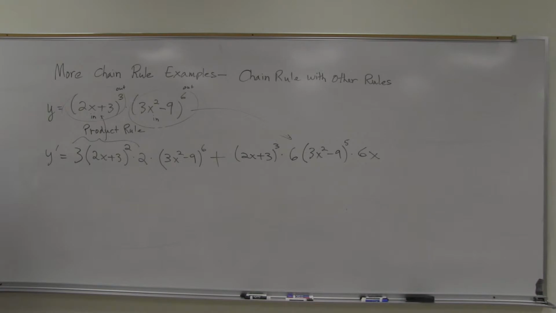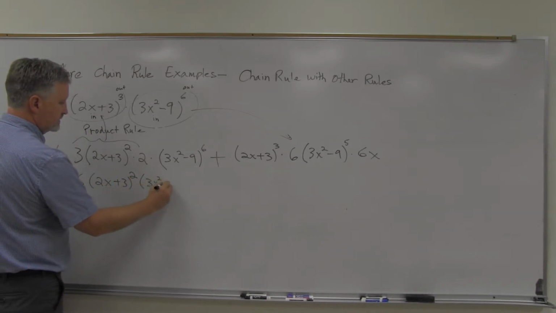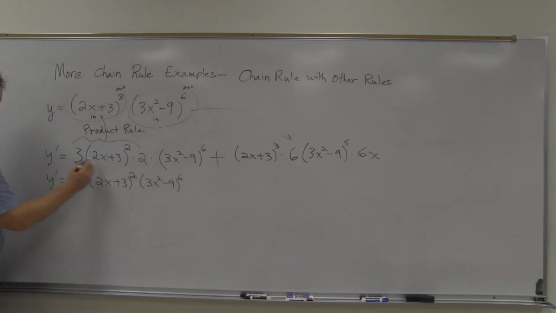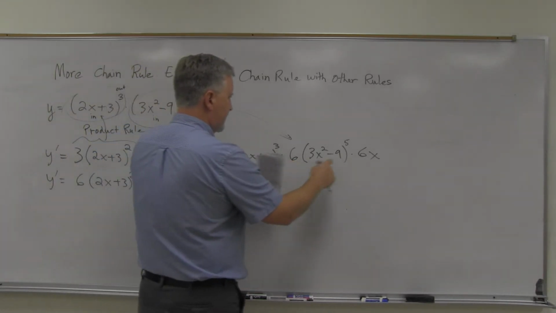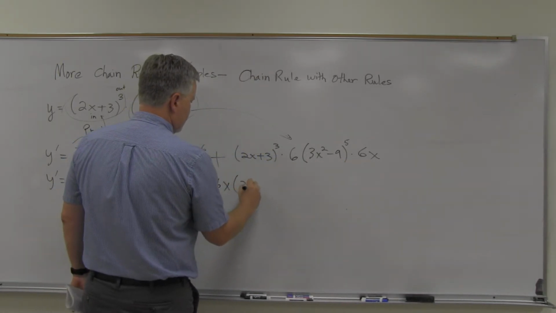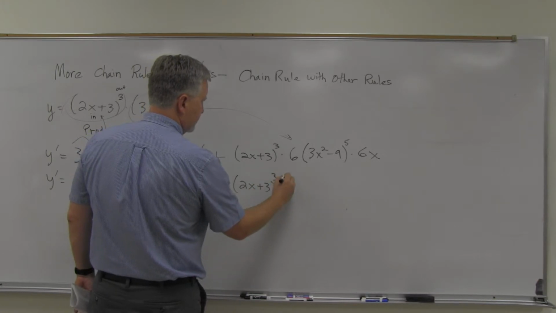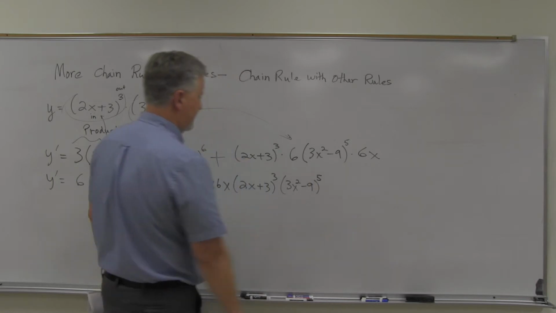All right, so let's clean this one up. That'll be 6 times 2x plus 3 squared times 3x squared minus 9 to the 6th. See what I did there? Like I said, if they have these lone numbers like that, they usually multiply them together. So that's the first one. Then the second one over here, well, we got 6 times 6x, so that's 36x. And then 2x plus 3 cubed times 3x squared minus 9 to the fifth. All right.